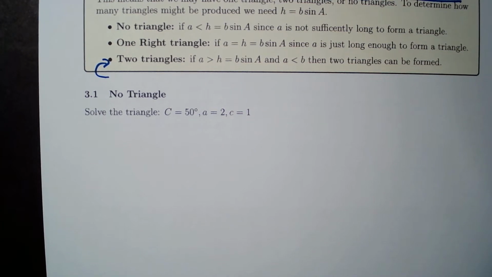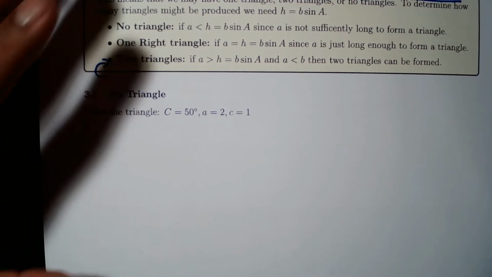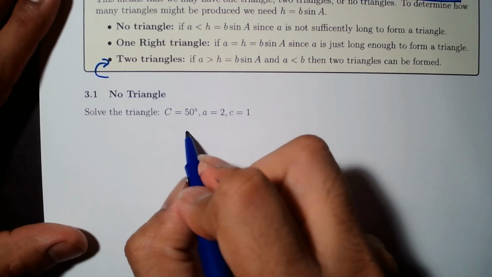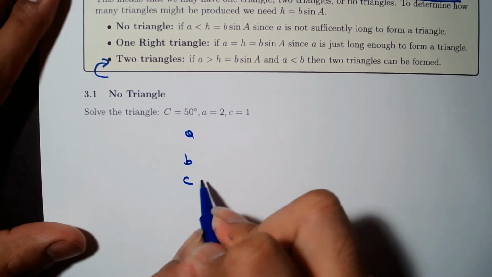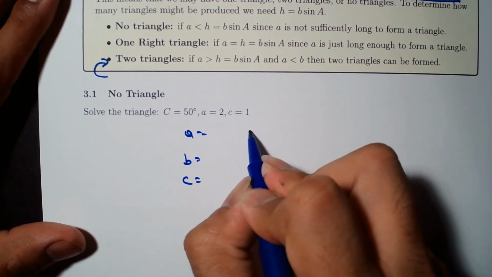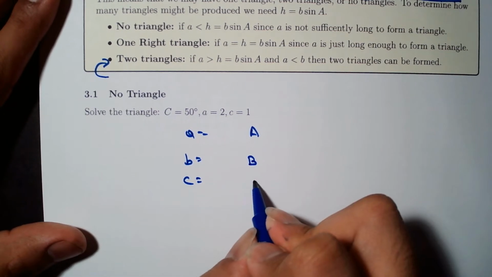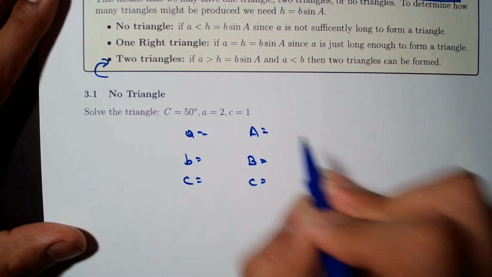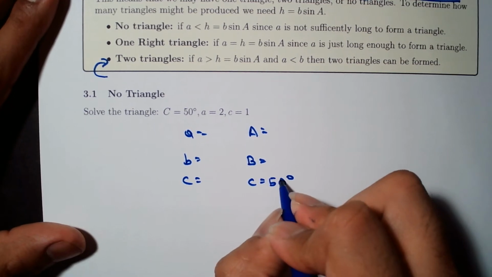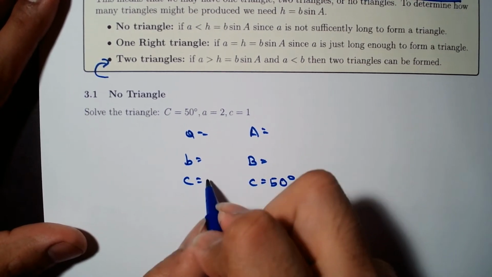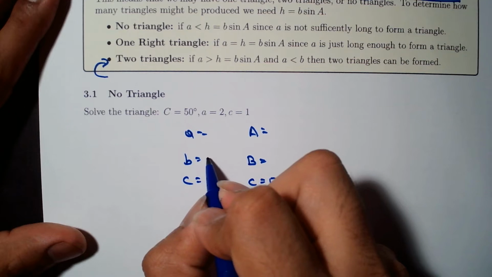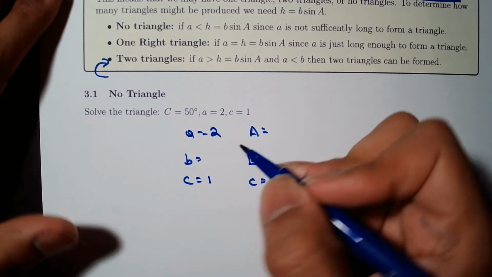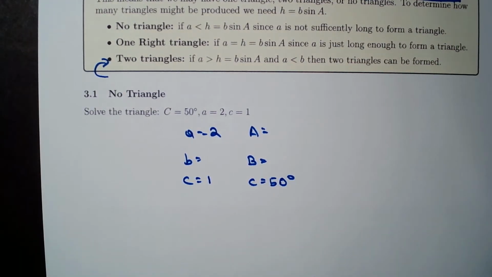All right, so let's have a look at this one. Let's solve the triangle. Let's label A, B, C for the sides and A, B, C for the angles. The angle is 50 degrees, side C is 1 and side A is 2.